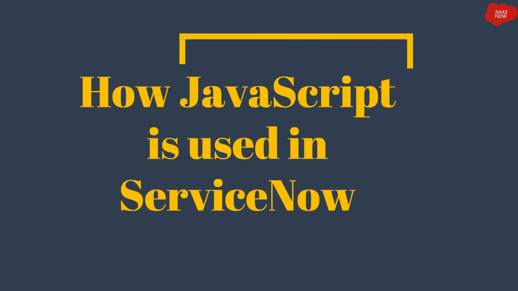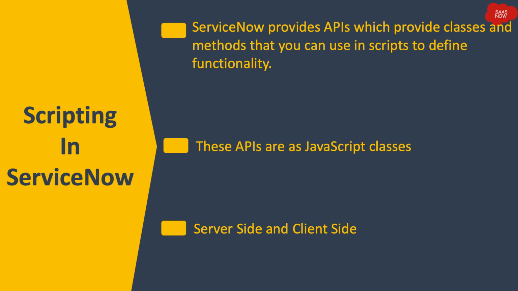How JavaScript is used in ServiceNow. Scripting in ServiceNow: ServiceNow provides APIs which provide classes and methods that you can use in scripts to define functionality. These APIs are JavaScript classes. You can use APIs for server-side and client-side scripting.